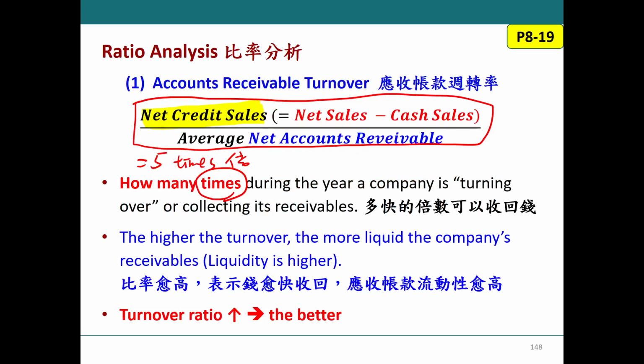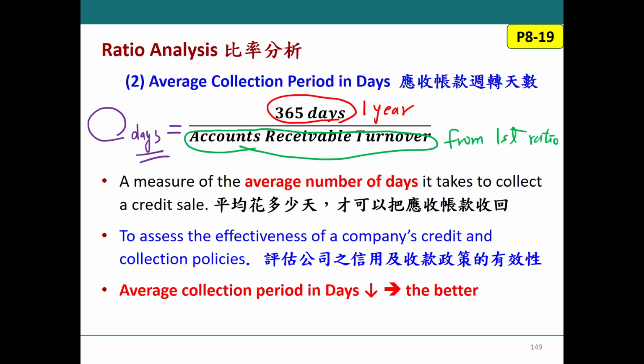Two ratios look at the same thing but use different units. The first ratio looks at the times, how fast. The second ratio looks at the days: how many days you need in order to get the same amount of money back. Any questions? For chapter 9, we talked about receivables, the risk, and your ability to get the cash back. If you don't have any questions, then we finish chapter 9.